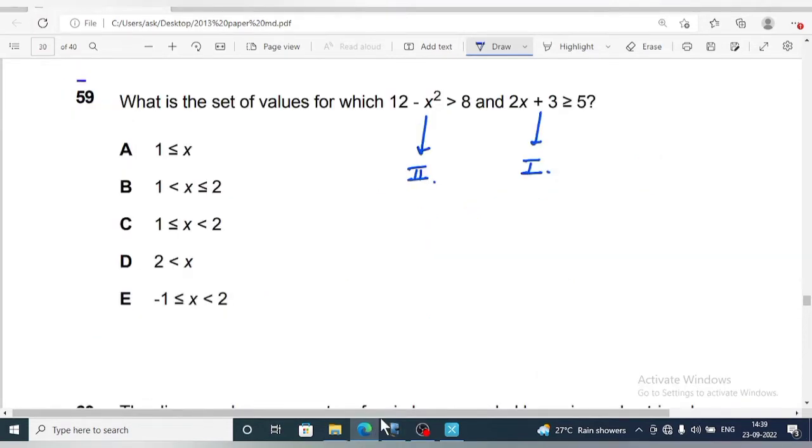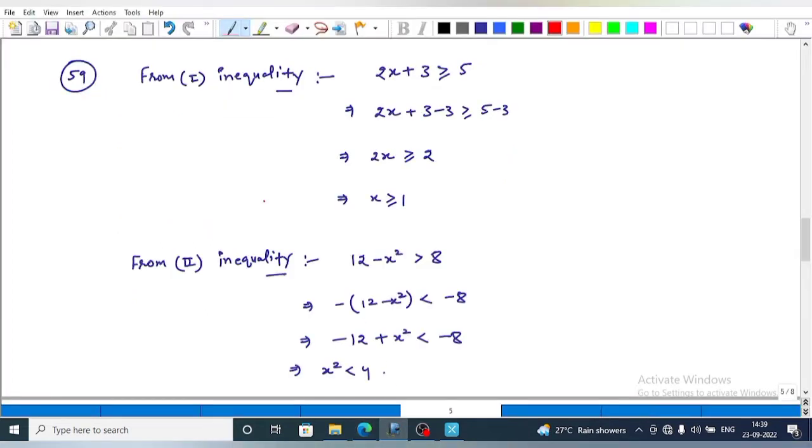Next question of IMAT, that is 59. The question is: what is the set of values for which 12 minus x squared is greater than 8 and 2x plus 3 is greater than or equal to 5? Now for simplicity, call this inequality first and this inequality second. From the first inequality we have 2x plus 3 greater than or equal to 5. On both sides add minus 3. This implies 2x greater than or equal to 2.